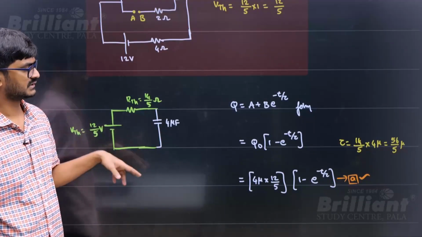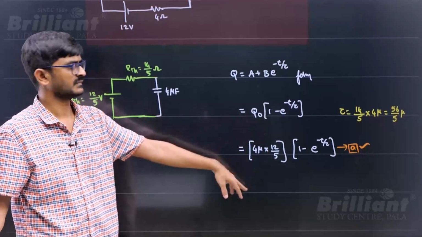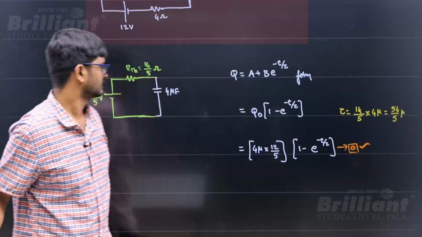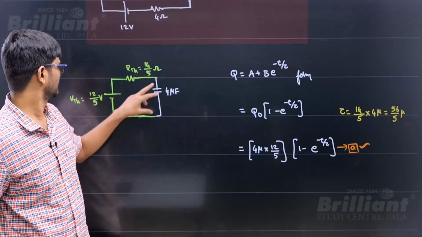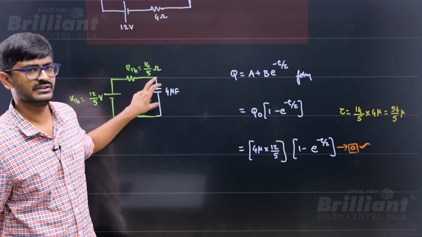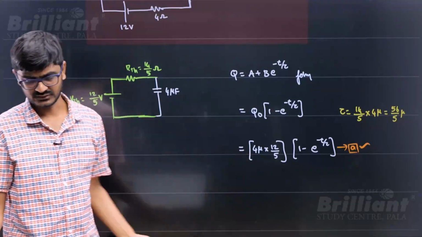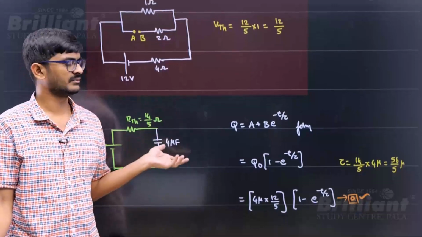Do you know how to solve this circuit? The charge will be of this form, where tau is R into C, and Q naught will be how much? Q equals CV. Finally it will be fully charged, so C into this V. Everything is fine. The only thing is, if you use Thevenin's theorem, things are going to be easy, or else you have to do integration.